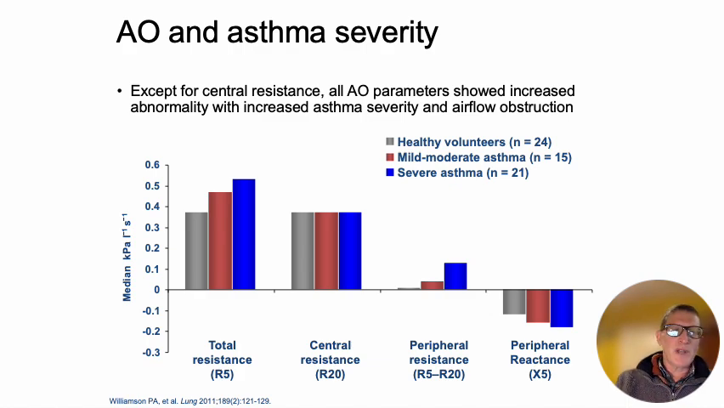And if you subtract 5 minus 20 hertz, peripheral resistance R5-R20, you get a proportional increase in peripheral airway resistance accordingly. And the same thing if you look at peripheral reactance, as the reactance at 5 hertz or the reactance area under the curve, the AX, you'll see a proportionate change in peripheral reactance or lung compliance.